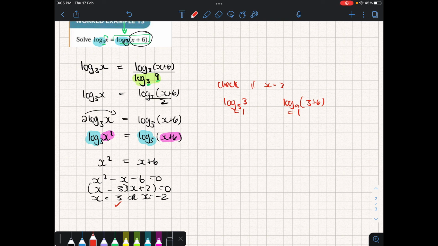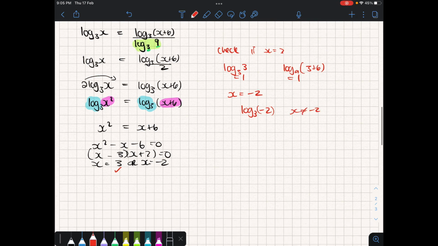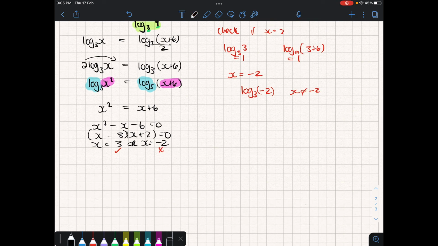Right, let's check if x is equal to minus 2. We'll check the left-hand side first. So we have log base 3 of minus 2, and immediately we have a problem because we cannot have a value that is negative or less than 0. And so x cannot equal negative 2, and this is not a solution. So the only solution, therefore, is x equal to 3.